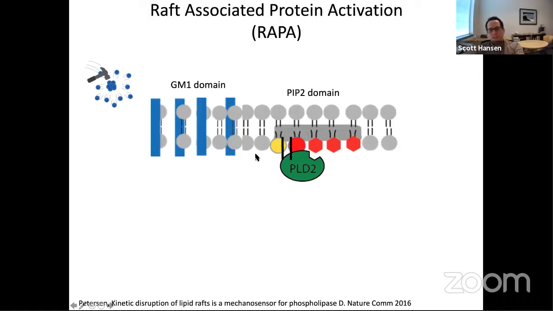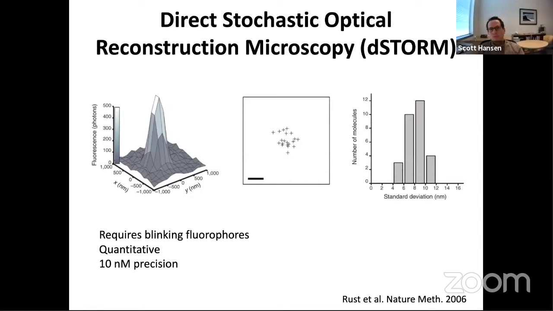These domains are very close together. So we calculated, based in cultured cells, that these are about 40 nanometers apart. So the only way you can see this protein move in the membrane is if you use something above the diffraction limit of light. And so we're using direct stochastic optical reconstruction microscopy, dSTORM. It's a high resolution technique.